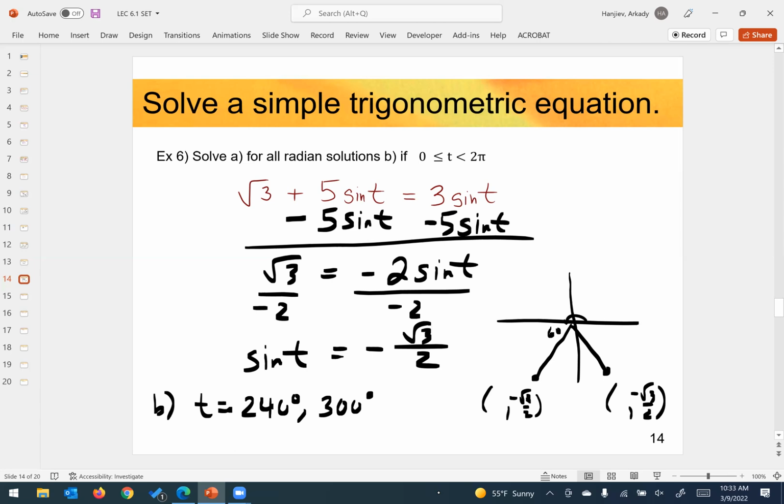That's for B. Oh, sorry, guys. See? Bummer. We're not in degrees. Would this be the radian equivalent of that? What is already equivalent to these? 4 pi over 3 and 5 pi over 3. Yep.